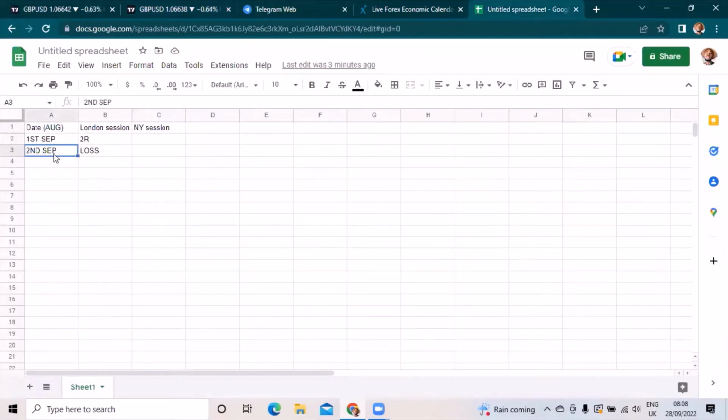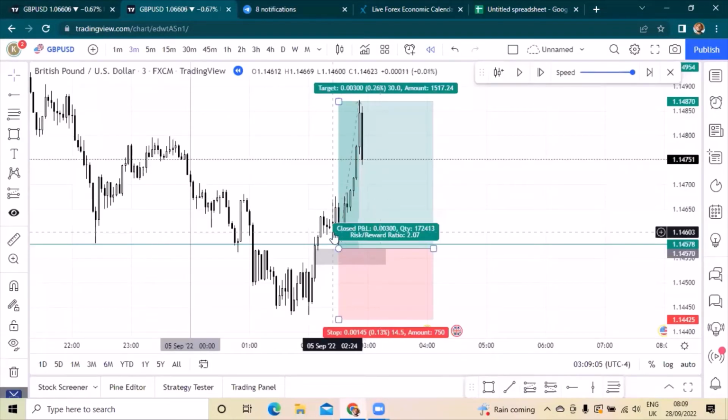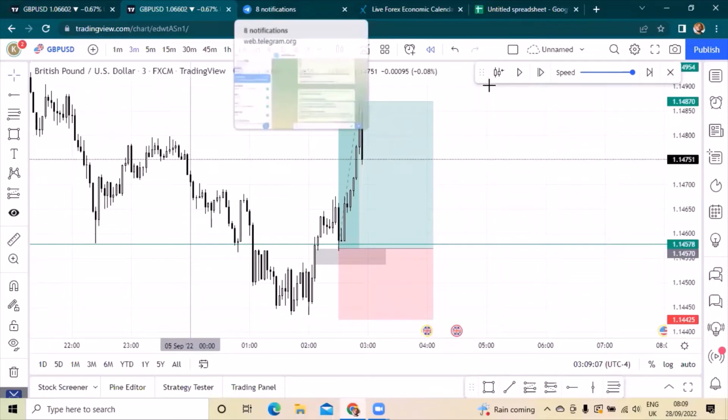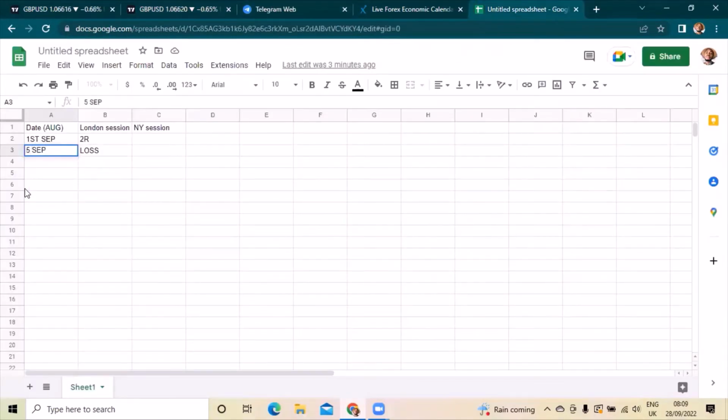So 2nd September was NFP. We do not trade 2nd September. NFP days, we stay out of the market. Those in my channel can attest to that. So is this the 4th or the 3rd? This is the 5th, which was a Monday, because 2nd was Friday. So 5th September, we had a 2R win.